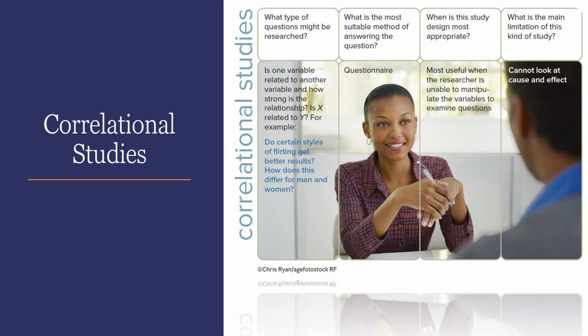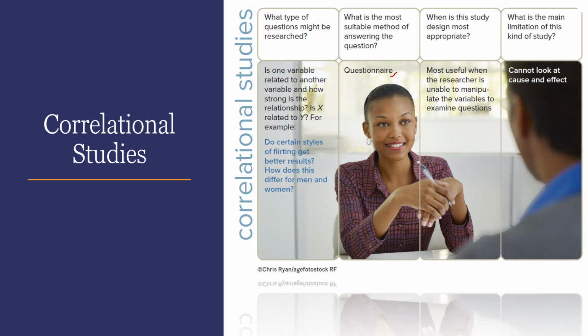Okay, so what type of questions does correlation answer? It answers questions such as, is one variable related to another variable? Is X related to Y? Okay, so to measure that, we're going to give out a questionnaire. This is most useful when we are unable to manipulate things.